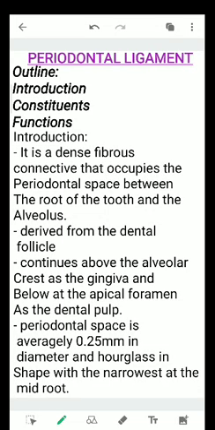The periodontal space is averagely 0.25 millimeters in diameter, and the shape is hourglass with the narrowest portion at the mid-root level. So, for those that don't know the shape of hourglass, something like this up here. So, that's an example of an hourglass shape, and that's how the periodontal space is. Moving on.